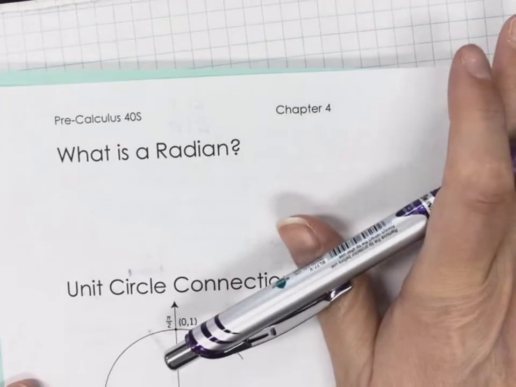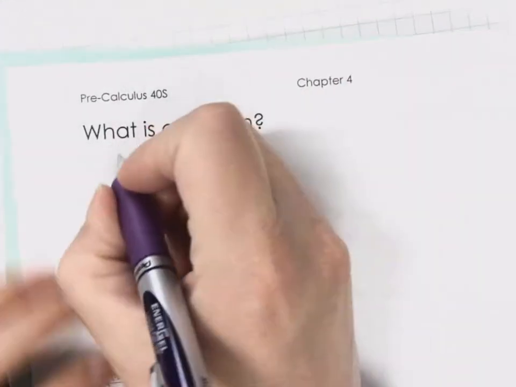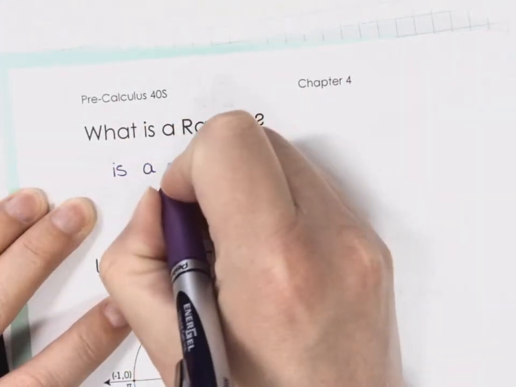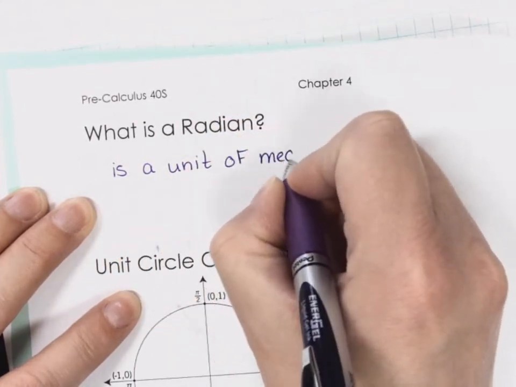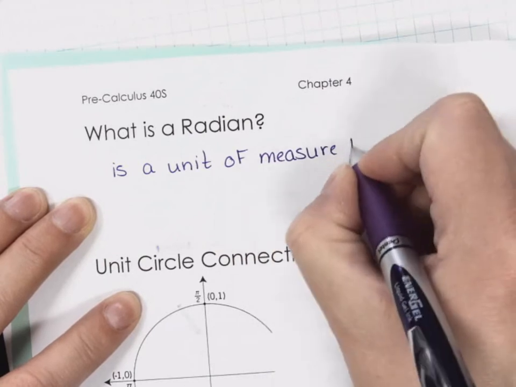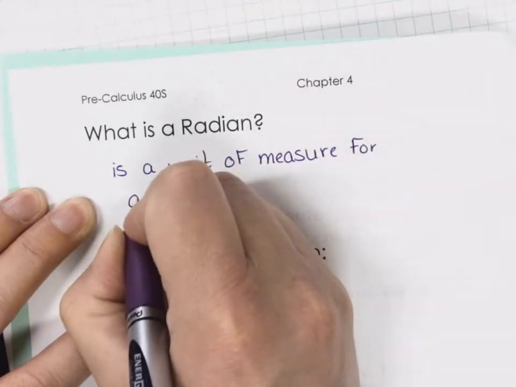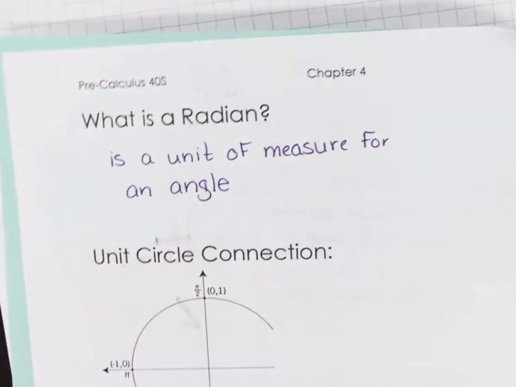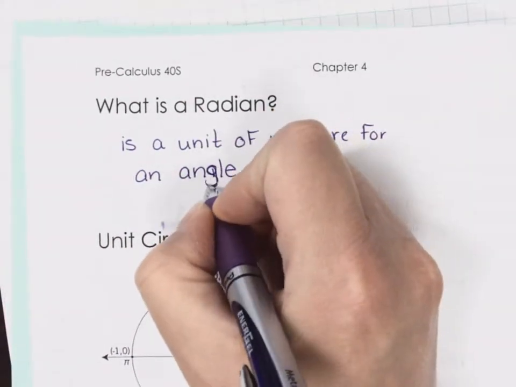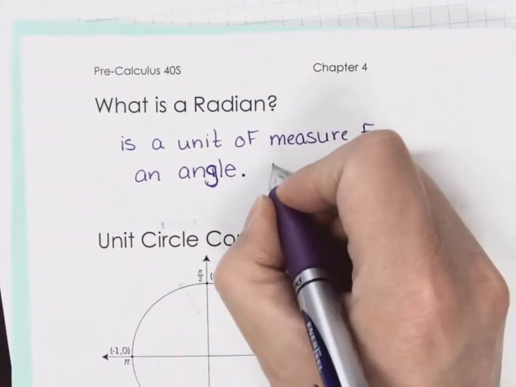Okay. A radian, it's a unit of measure for an angle. That G is looking a little sketchy. Let me try that again.